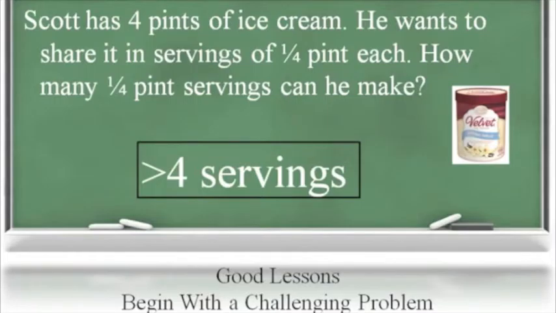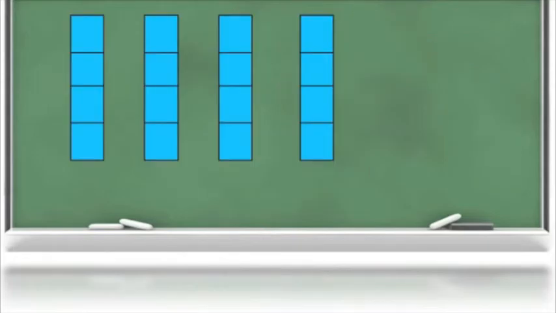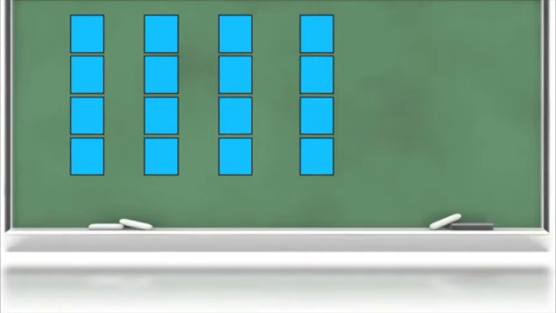Students would first need to determine a reasonable estimate. Based on the situation, students should be able to see that there are going to be more than 1 serving in each whole pint, since each serving is a piece or fraction of a whole pint. So it would be reasonable to estimate that there are going to be more than 4 servings. Through the use of manipulatives, such as color tiles, students could create a model to show this scenario. 4 wholes, each split into fourths, would give us 16 groups of 1/4, or 16 servings.